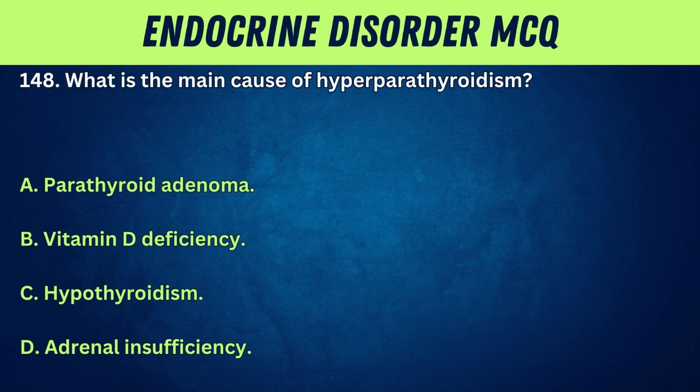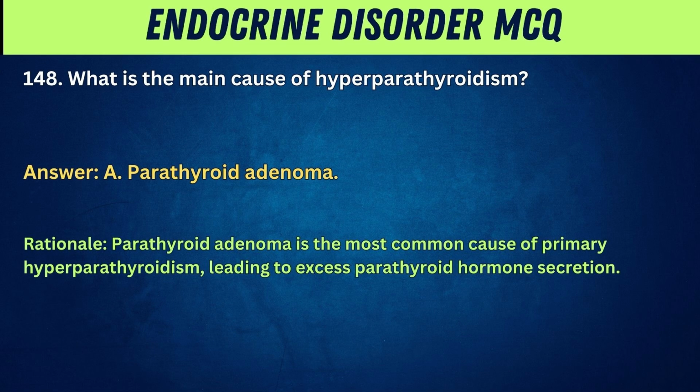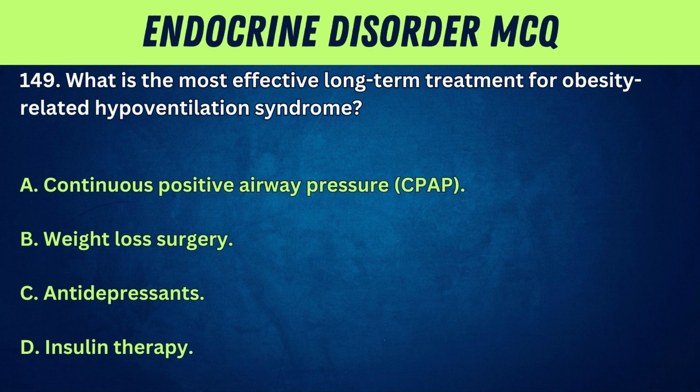148. What is the main cause of hyperparathyroidism? A. Parathyroid adenoma. B. Vitamin D deficiency. C. Hypothyroidism. D. Adrenal insufficiency. Answer: A. Parathyroid adenoma. Rationale: Parathyroid adenoma is the most common cause of primary hyperparathyroidism, leading to excess parathyroid hormone secretion.